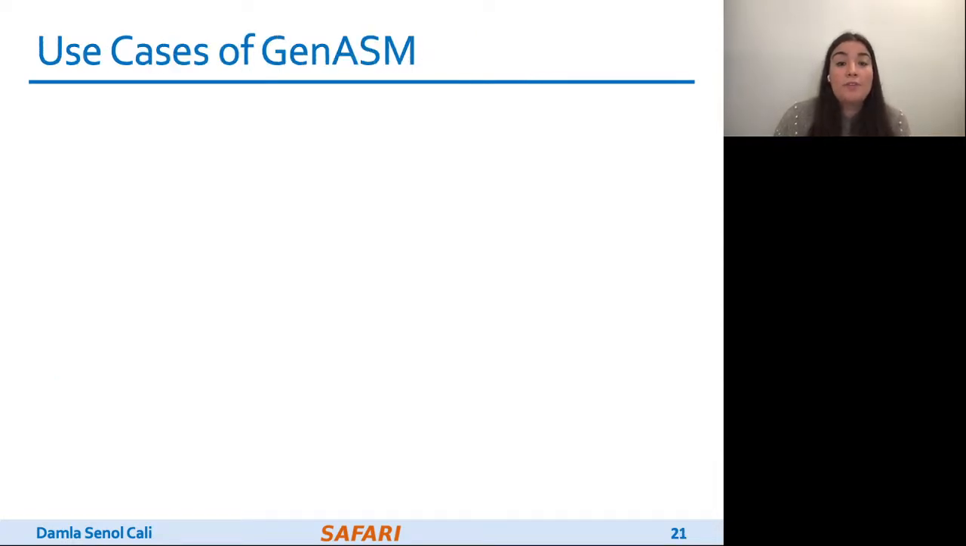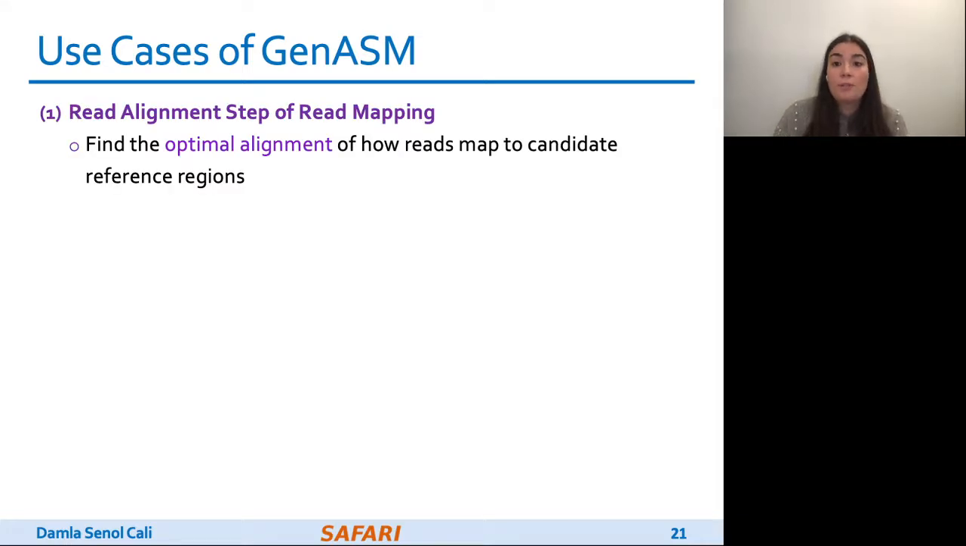We demonstrate the efficiency and flexibility of the GenASM acceleration framework by describing 3 use cases of approximate string matching in genome sequence analysis. First use case, read alignment step of read mapping, which is the most time-consuming step of read mapping, where we align each read to all of its candidate reference regions and then find the optimal alignment.